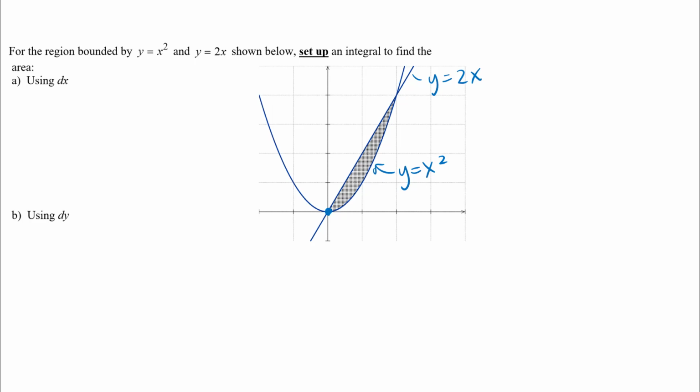So there's a little grid here. It's pretty easy to just look at it and see the intersection points, but you also could use algebra to think about those intersection points.